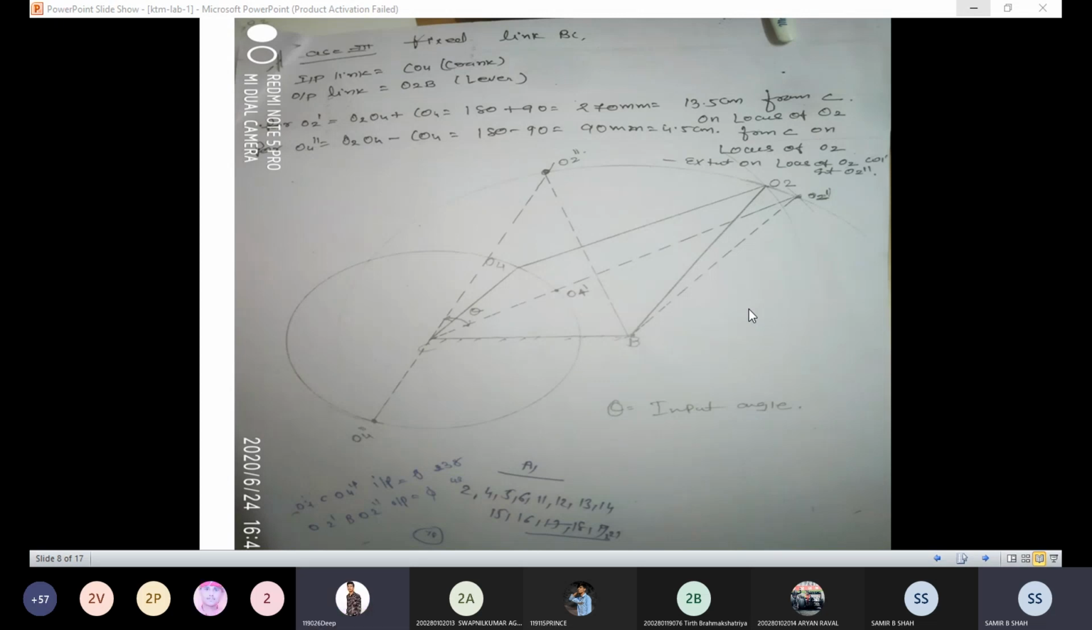Sir, what angle should we keep? For O4CB the angle is 45 degrees. O4CB angle is 45 degrees. Do not compare with the figure because it is not the proper angle. So you may take the proper angle and draw the proper arc. I repeat, BC is fixed.